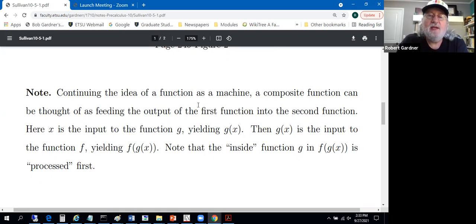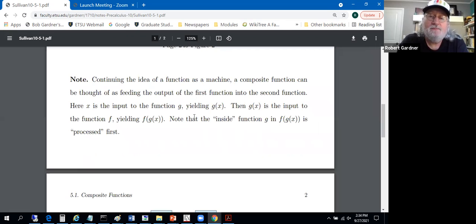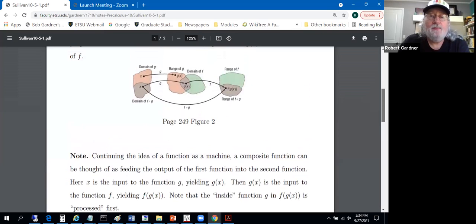So continuing this idea of a function as a machine, a composite function can be thought of as feeding the output of the first function into the second function. We take x as the input. The first function is g. That outputs a g of x. g of x is the input for the second function, f, yielding f of g of x. As I call it, the inside function g, we're putting g inside f. It's the one that comes first. As given in the diagram above, first there's g, and then there's f of g of x.